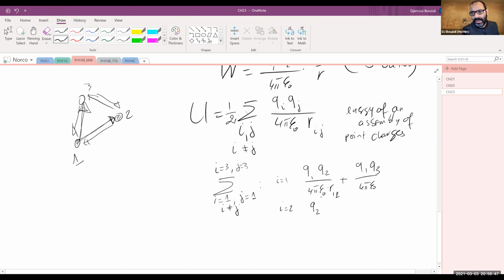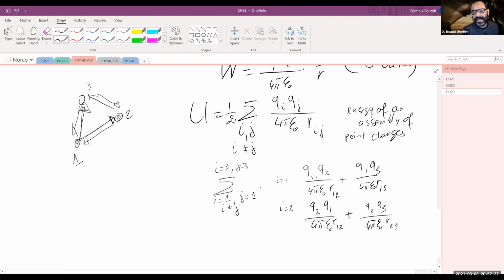So q2 now, because I have 3 charges, q2. I'm going to start with j now. j starts from 1, so I'm going to do q1 divided by 4 pi epsilon naught, the distance between 1 and 2, okay? Plus, the next term cannot be 2 because that would be a repetition: i is 2 and j is 2. That's not going to work. So I have to do the next step, which is j equals 3. So it's going to be q2 and q3 over 4 pi epsilon naught, the distance between 2 and 3.